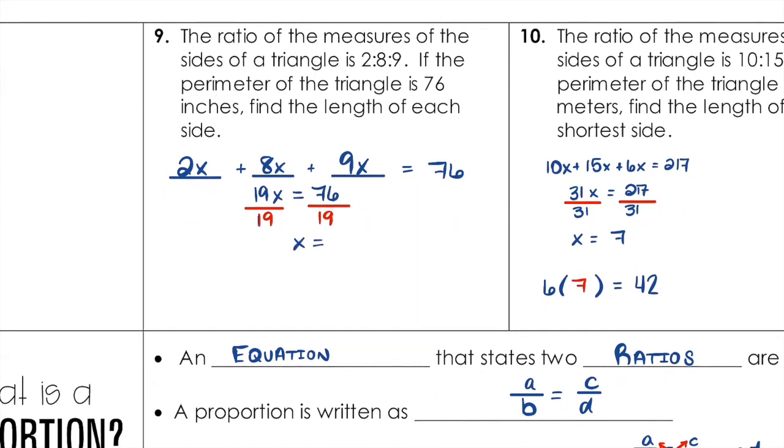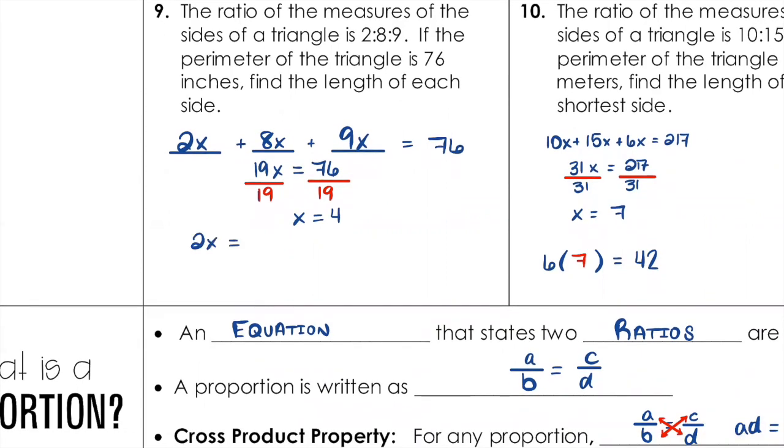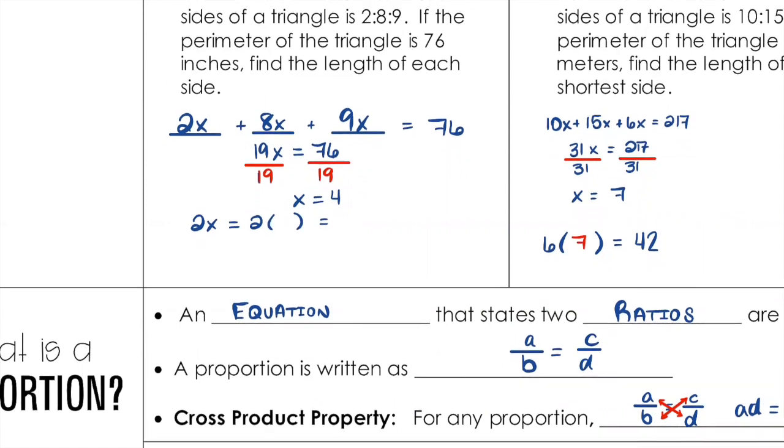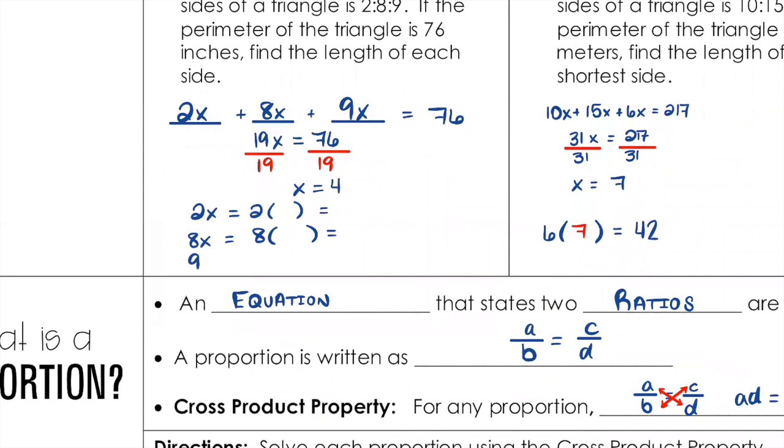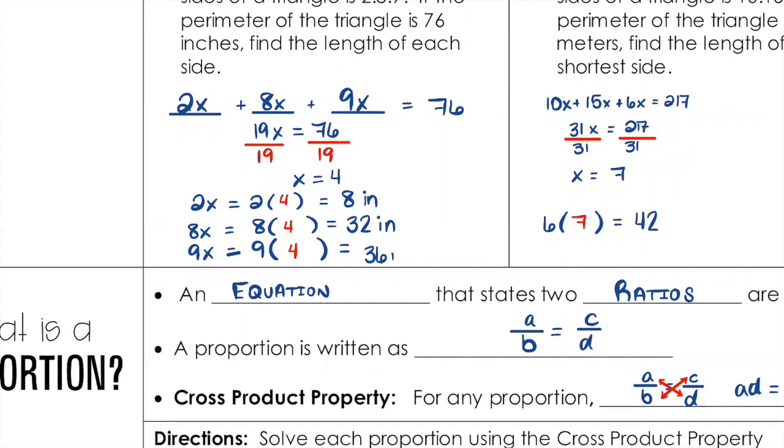So x is 4. And then to find our side lengths, we're just going to substitute 4. So 2x is really 2 times 4. 8x is really 8 times 4. And 9x is really 9 times 4. So what's our first side length? 8. Second side length? 32. And our last side length is 36.